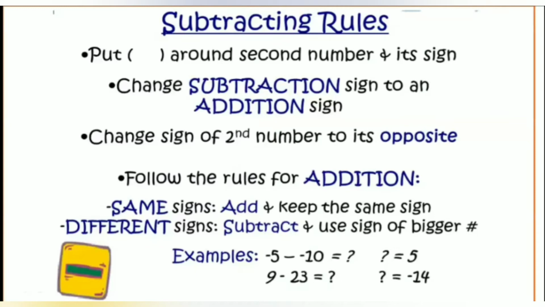So let's review. What are the rules of addition? If they're the same sign, just add the numbers, keep the same sign. If they're different, you subtract and use the sign of the bigger number. Okay? So negative 5 minus negative 10 is positive 5. 9 minus 23 is negative 14.